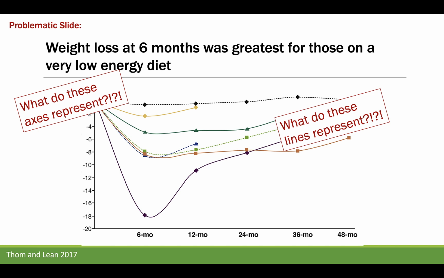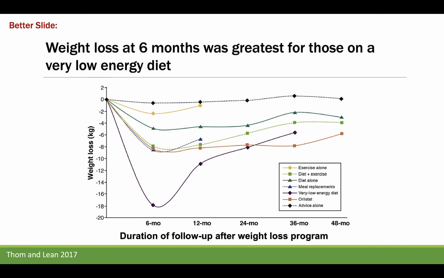So by adding in X and Y axis labels, as well as a legend, we can more clearly understand what this figure means and what these data convey. We see that the X-axis represents the duration of follow-up after a weight loss program, and the Y-axis tells us the amount of weight lost.